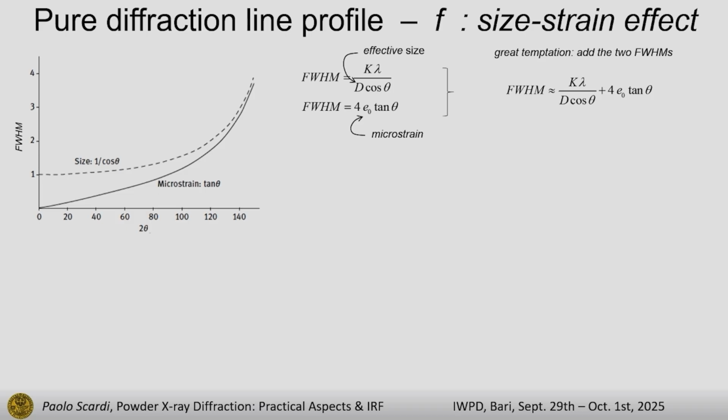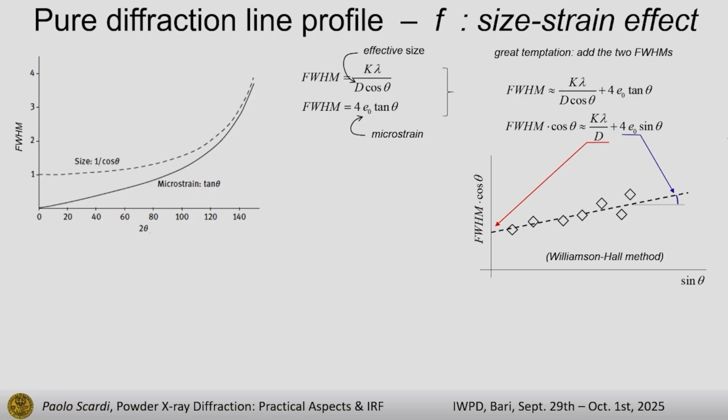If you rearrange this equation, which is just simply the sum of the two things, multiplying by the cosine, you can make this nice plot called the Williamson-Hall plot or method. And from the intercept of your data, you get the size of the crystals, and from the slope, the microstrain term. This is so popular.